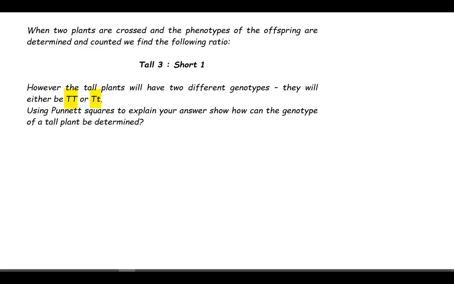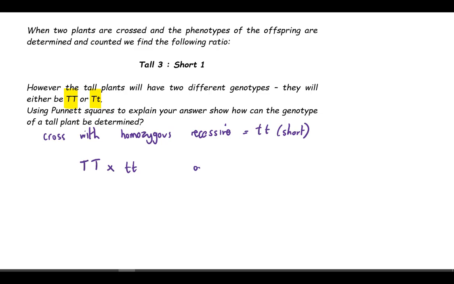So, what we want to do is cross with homozygous recessive, which would be little t, little t. So it would have the phenotype short. So we're going to do big T cross with little t, or it's going to be this.